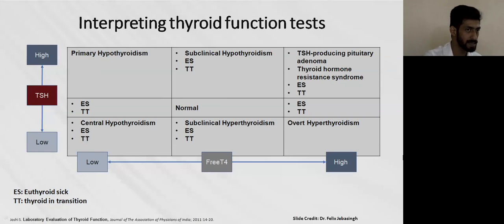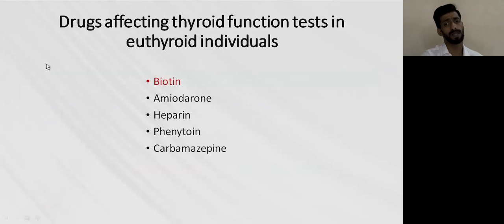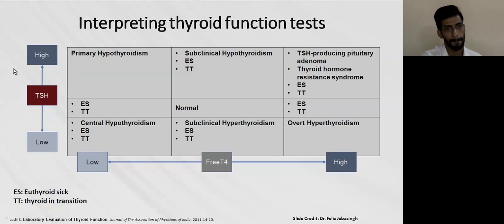Did this slide make sense? This is probably the most important slide. Now remember that when patients are on multiple drugs. I don't understand why TSH should be high in thyroid hormone resistance. We will come. We'll come. This is a slide on that. Why is TSH high?